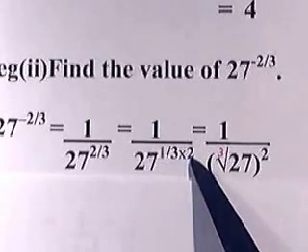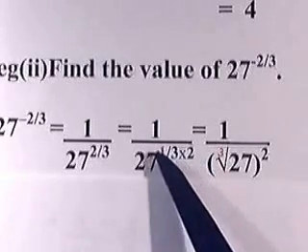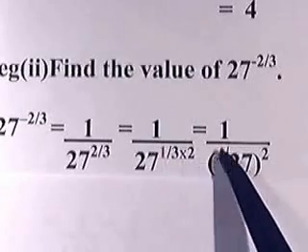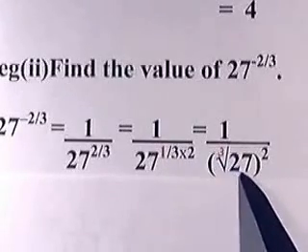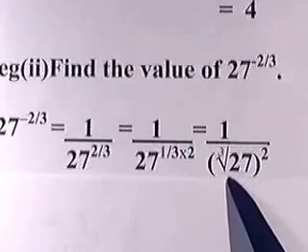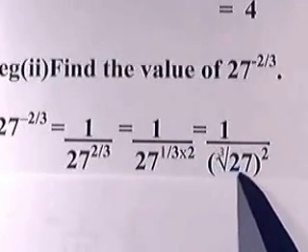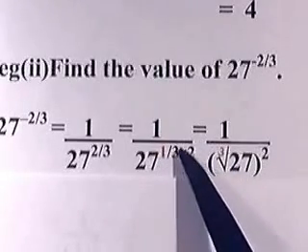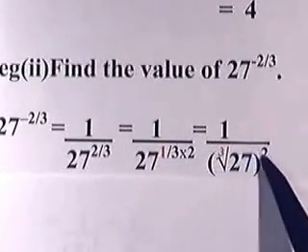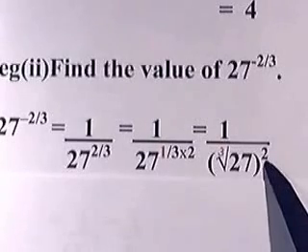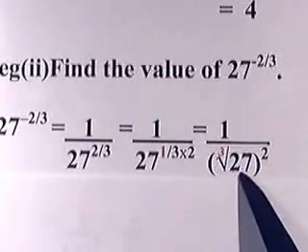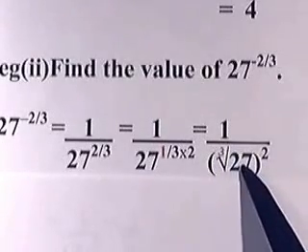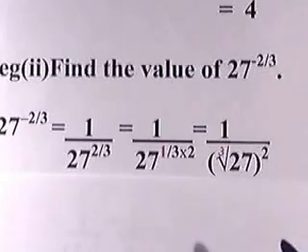Now I break up this plus 2/3 to rewrite it as 27 to the power of 1/3 times 2. Now, if 27 is being raised to the power of 1/3, that is the same as the cube root of 27. So all of that is 27 to the power of 1/3, but it's being multiplied by 2, so the whole thing in brackets is being squared. So in other words, I've got to find the cube root of 27 and then square my answer.